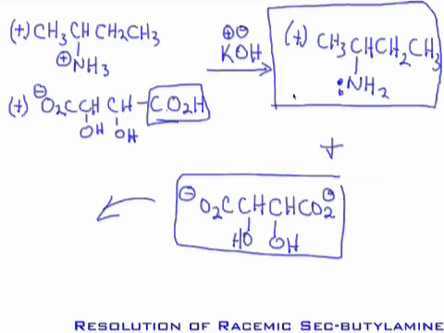This type of process shows you a real application where one pure enantiomer is used to help separate a racemic mixture of other enantiomers by converting them into diastereomers, which have different physical properties. In this case, the solubilities were changed, which allowed the separation.